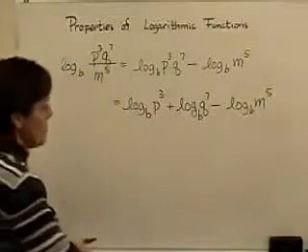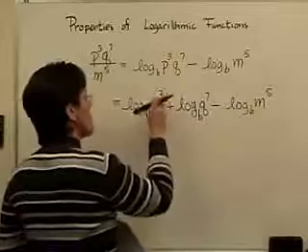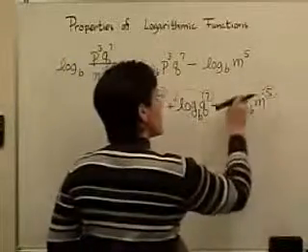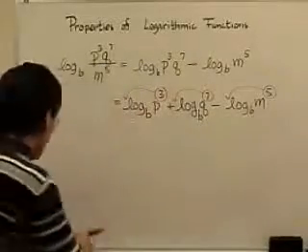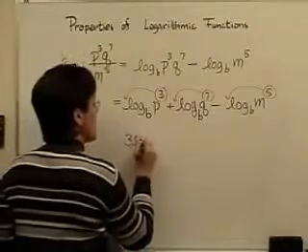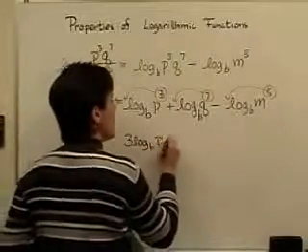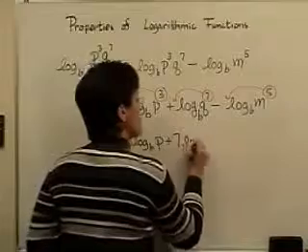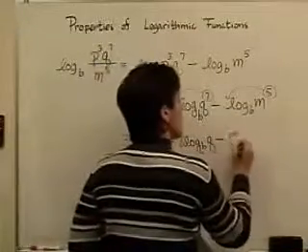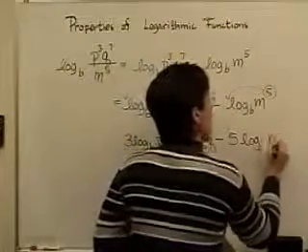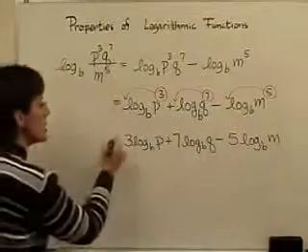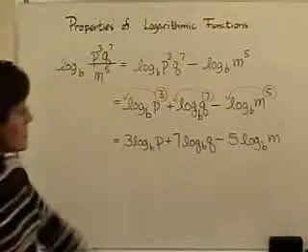And I would consider, personally, bringing these exponents down in front now. It is a really good habit to get into because this is what you're going to have to do when you solve logarithmic equations. And so I'll have 3 times the log of p, where the base is b, plus 7 times the log of q, where the base is b, minus 5 times the log of m, where the base is b. And finally, I can think of nothing else that I can do to write this as the sum, difference, or product of terms.